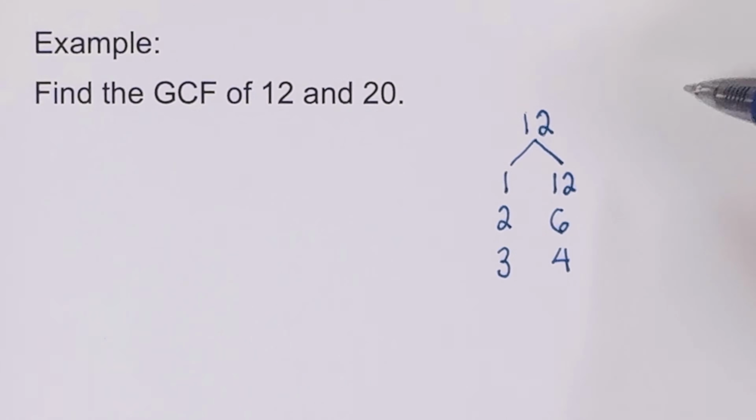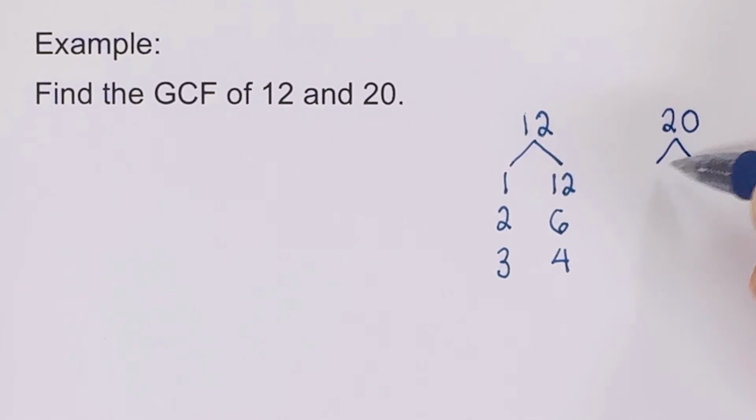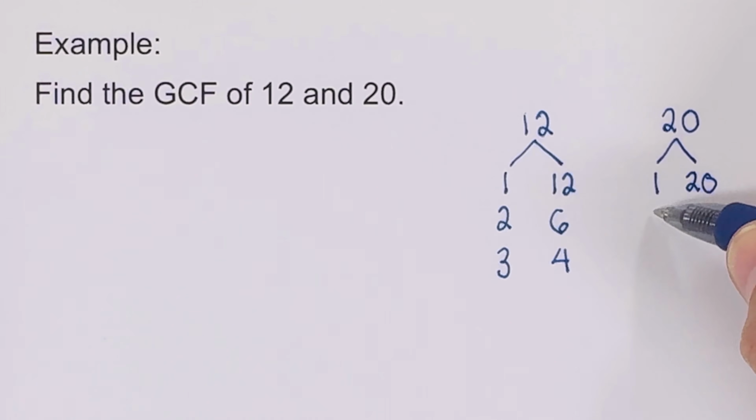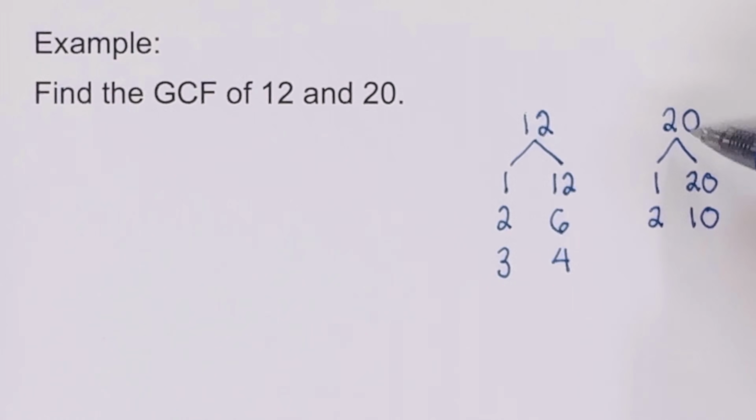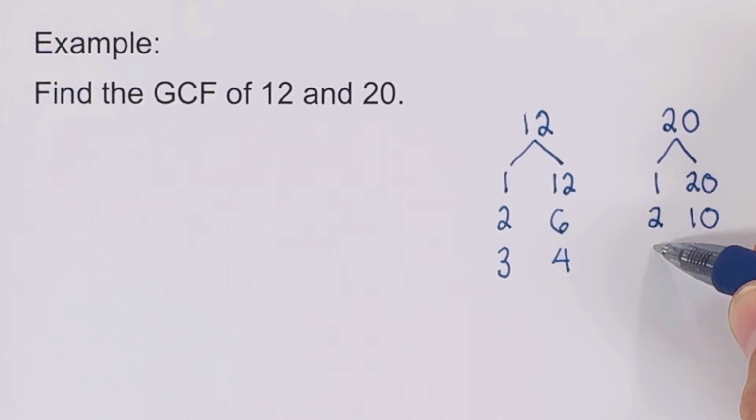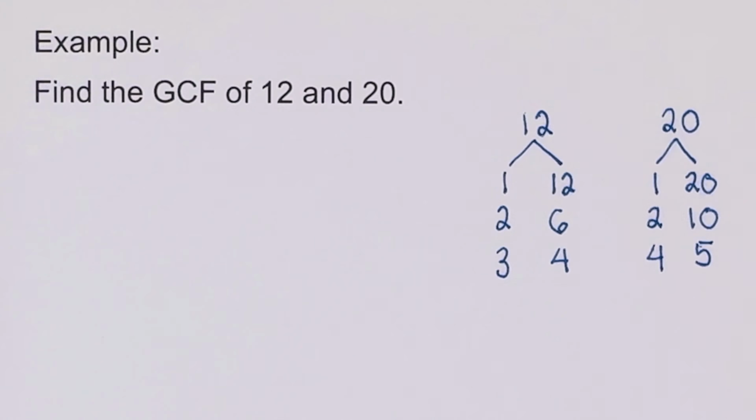Now let's look at the factors of 20. So I go ahead and always start with 1. That's a trick. 1 times 20 is 20. 2 works with 20, so that would be 2 times 10 is 20. 3 doesn't work with 20. 4 works with 20, so that would be 4 times 5 is 20. After 4 is 5 and we already have it. So these are all the factors of 20.